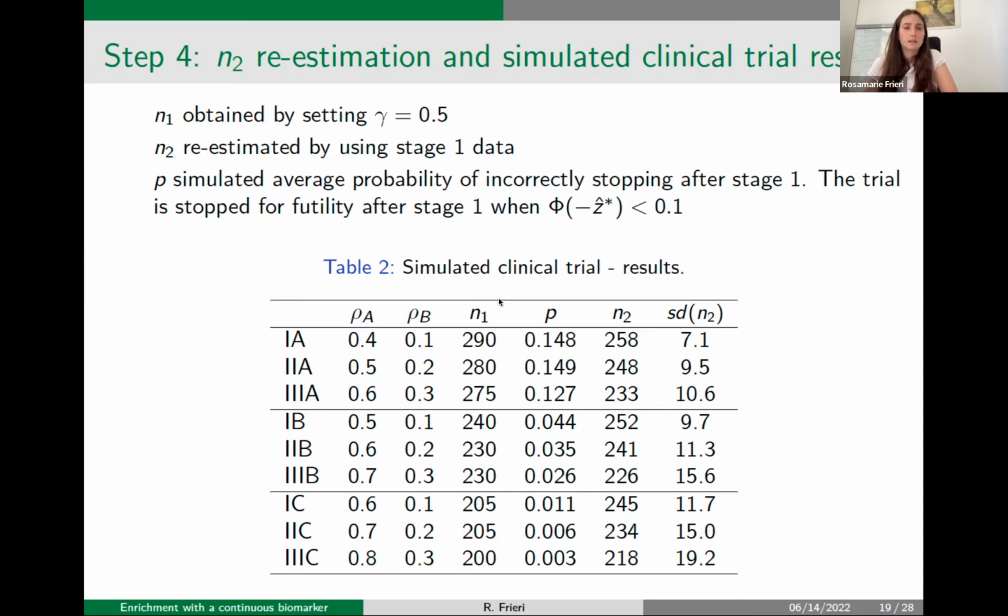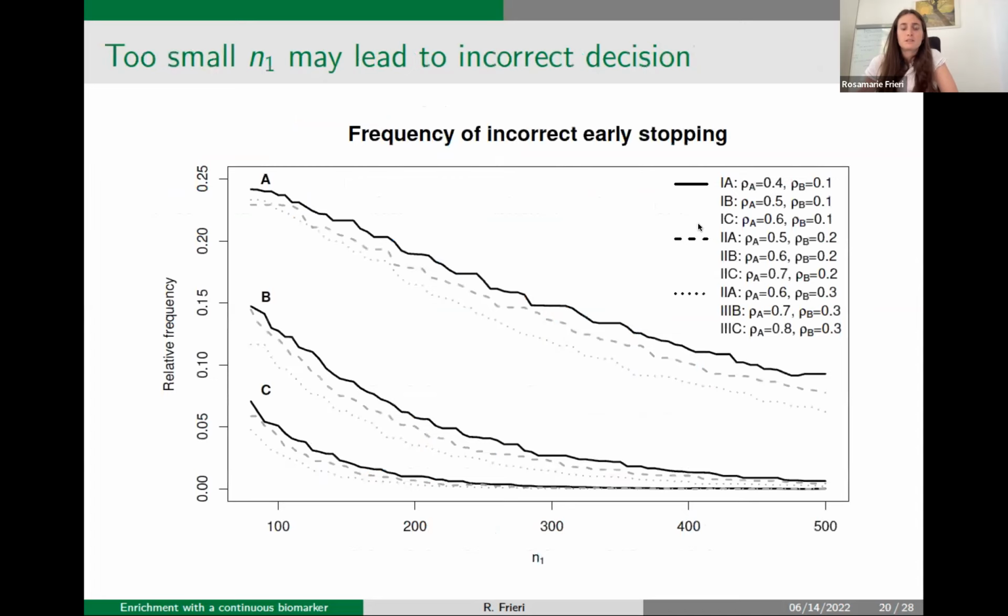Assume that you are in a clinical context in which you want to stop the trial and not go to stage 2 if the benefiting population is less than 10%. So in practice, you want to stop the trial if this probability is less than 0.1. The idea is that if N1 is too small, you don't have enough information to estimate the threshold, and you can go wrong to the point that you stop the study when you should actually continue. We evaluated this probability in a simulation study.